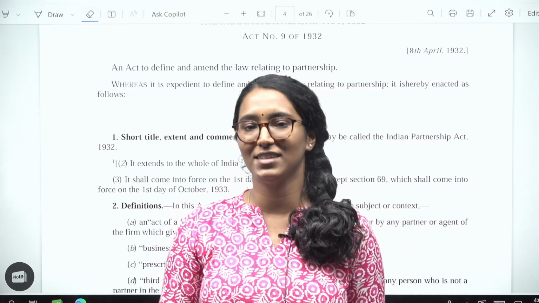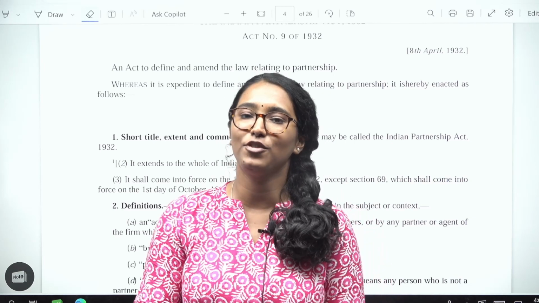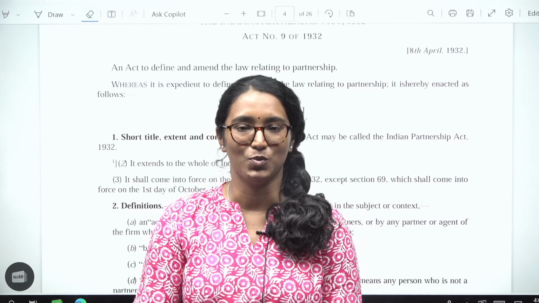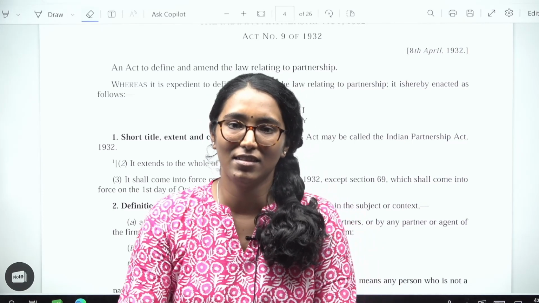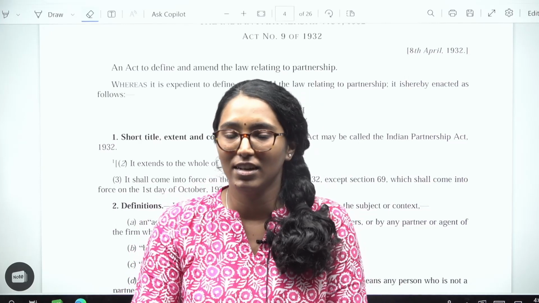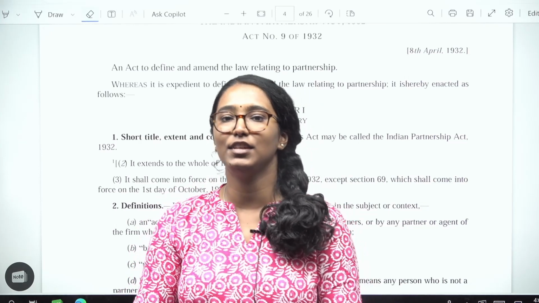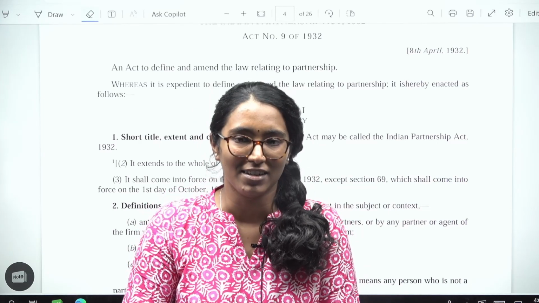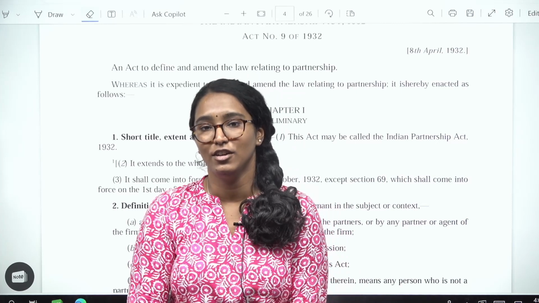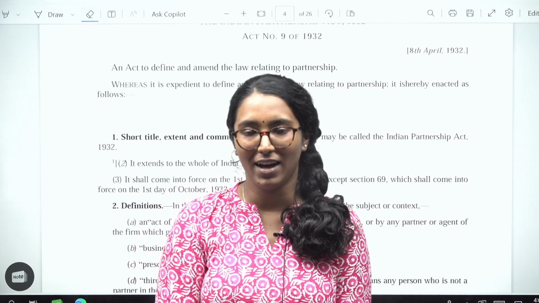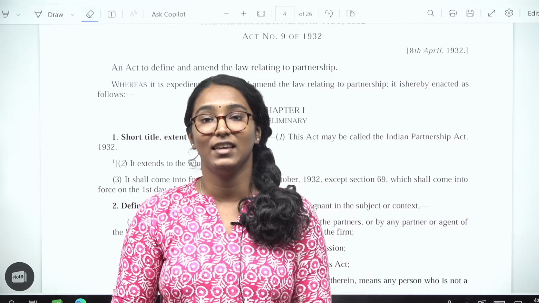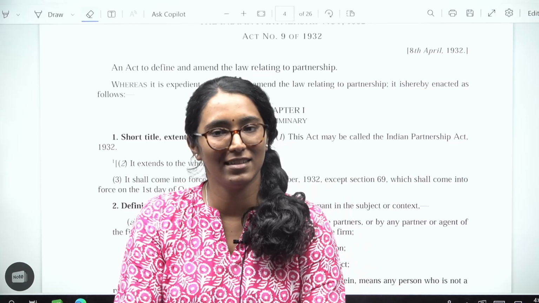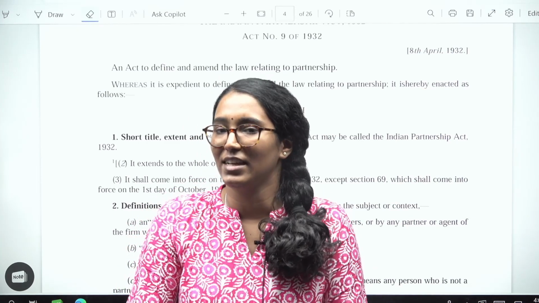Indian Partnership Act 1932 came from Chapter 11 of Indian Contract Act 1872. In the year 1932, on 8th of April, the legislature decided to pass a new act and to repeal the Chapter 11 of Indian Contract Act. So out of that Chapter 11, we got the Indian Partnership Act 1932. The Indian Partnership Act came into force on 1st October 1932, except Section 69.